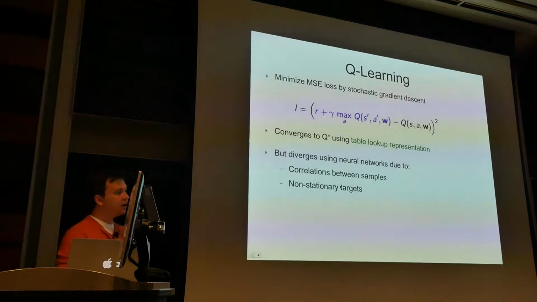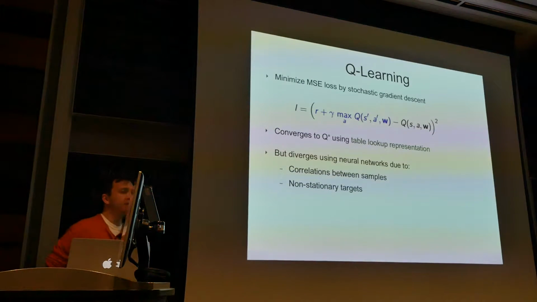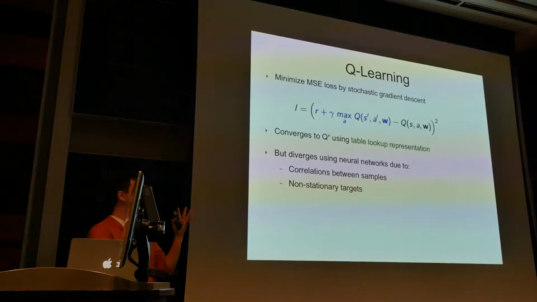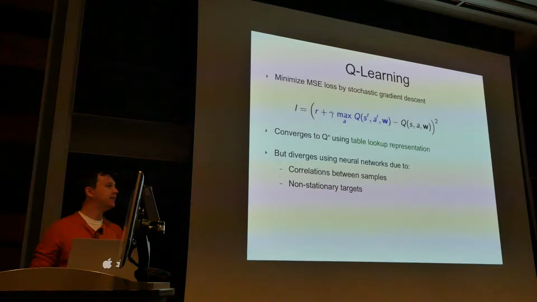What is table lookup representation? Table lookup representation basically means that your state is finite, your action is finite. So the Q function is just one big table, states versus actions. It's discrete.